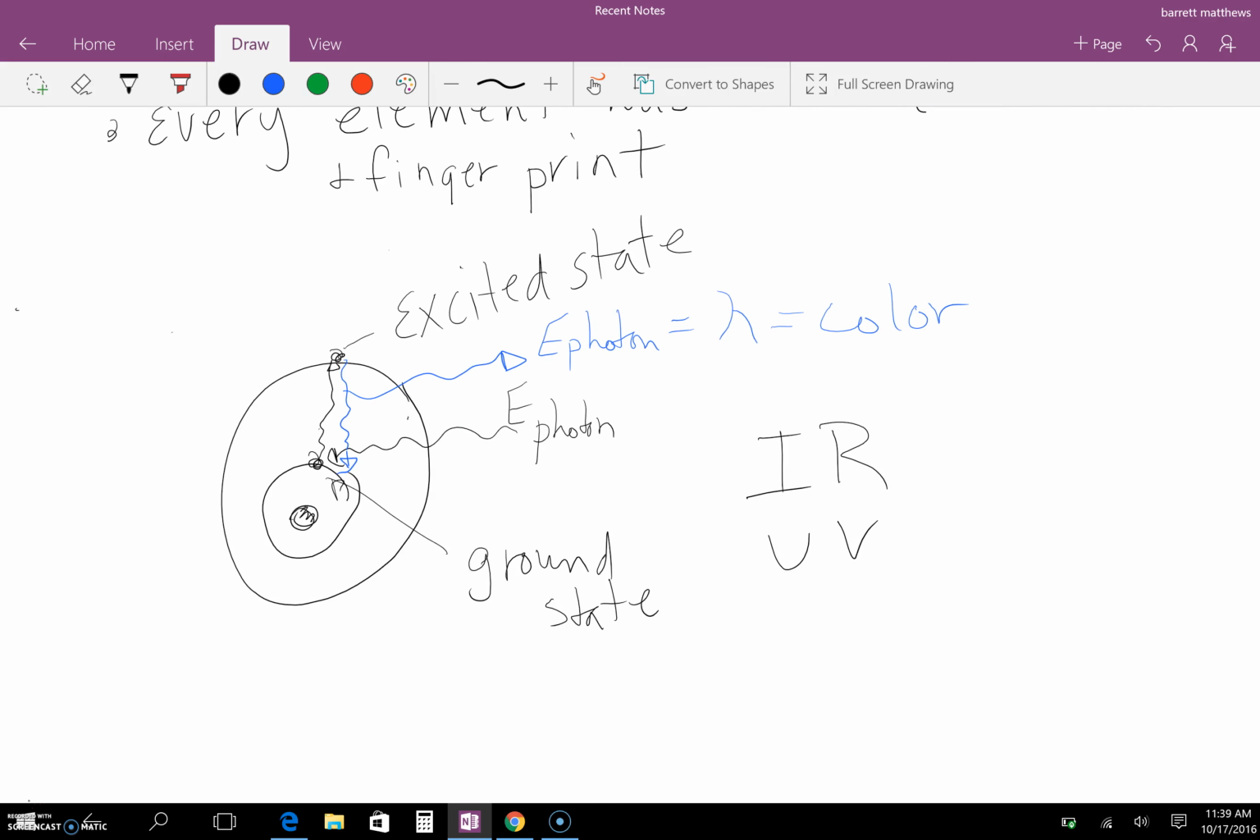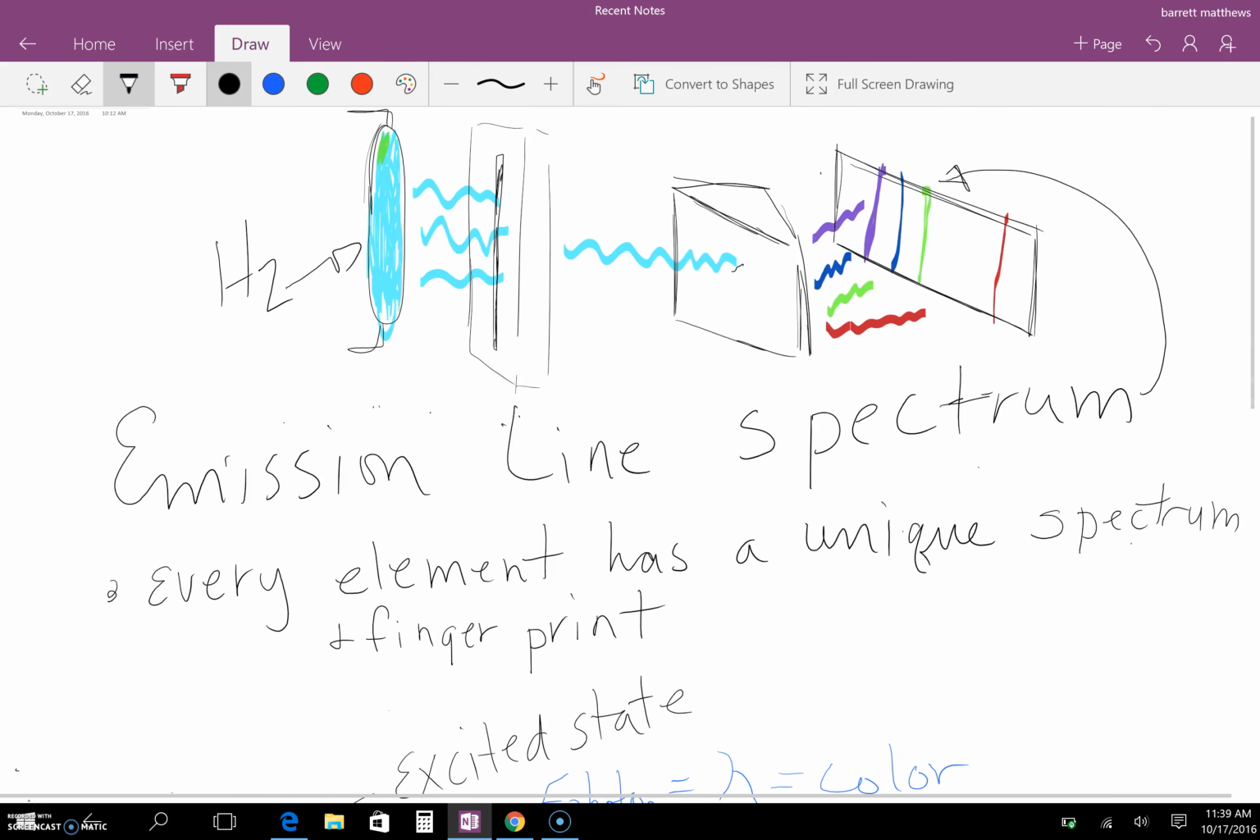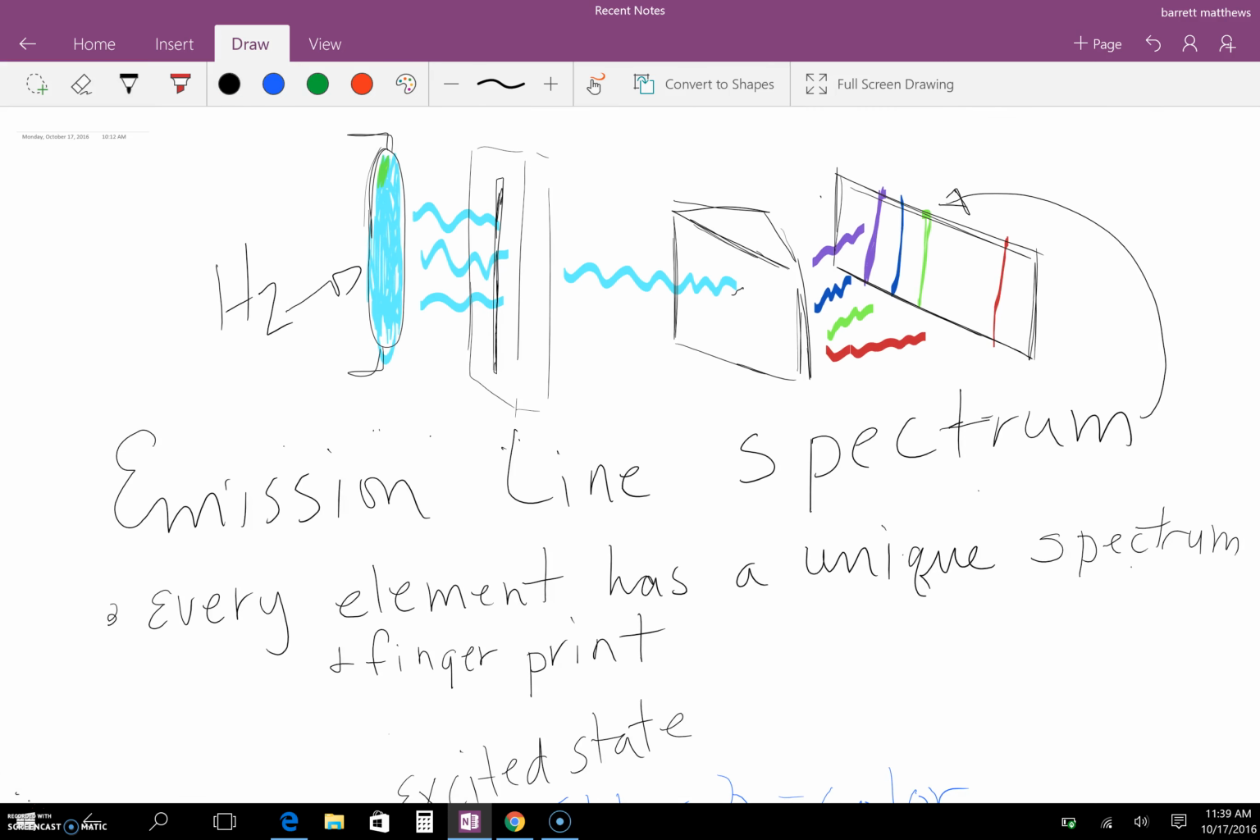Okay, so now we get the idea that electrons occupy different orbitals. They have orbitals and they have higher orbitals, and they can occupy different levels. And we get this from the emission line spectrum.